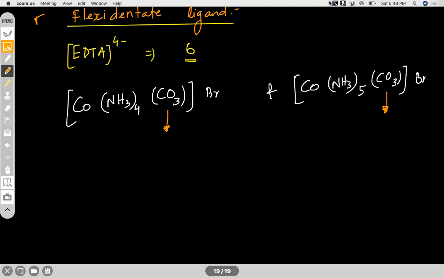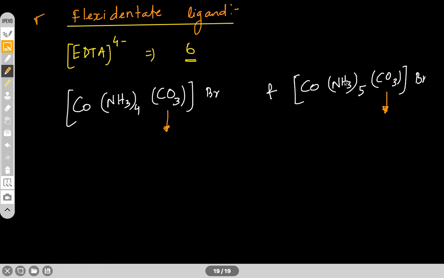What is zero there, Pratham? What is the oxidation state of cobalt in both molecules? Tell me. Three, sir. Pratham, tell me the oxidation state. Plus three in both? The first one is plus three. And the second one? The second one is also the same, three. NH3 is neutral only, right? Yes, sir.